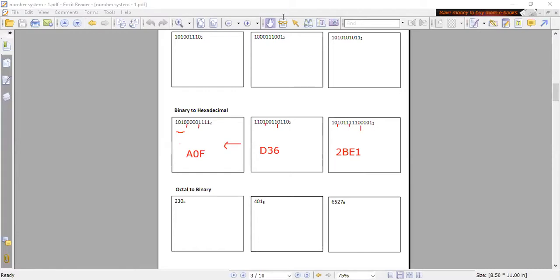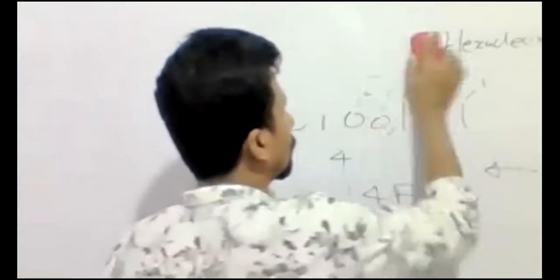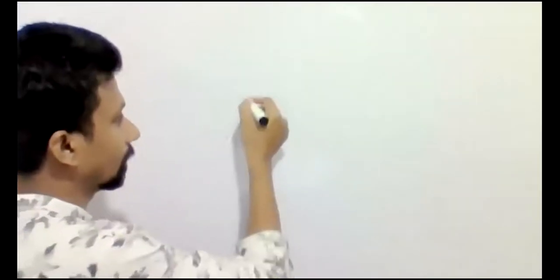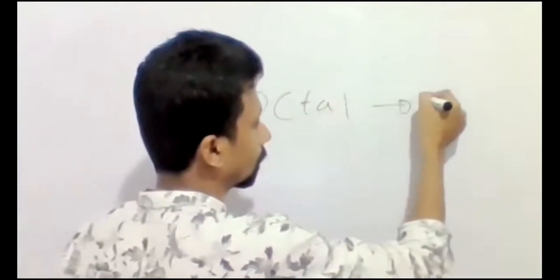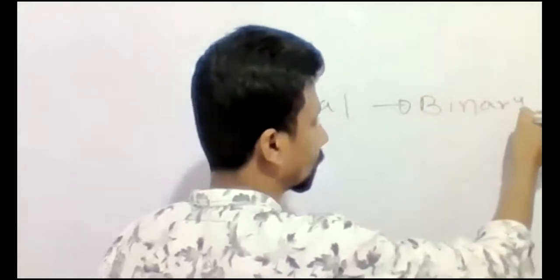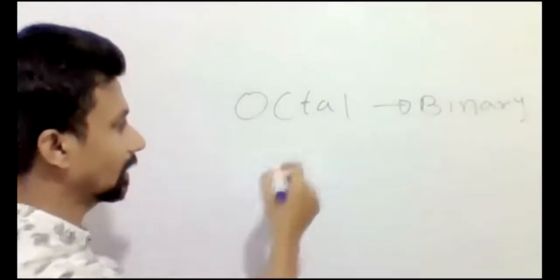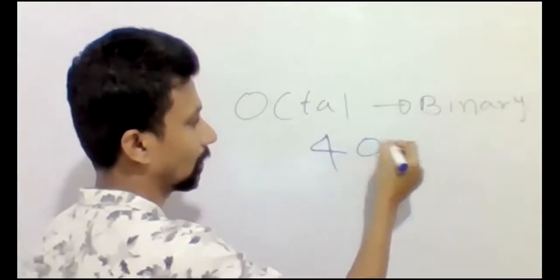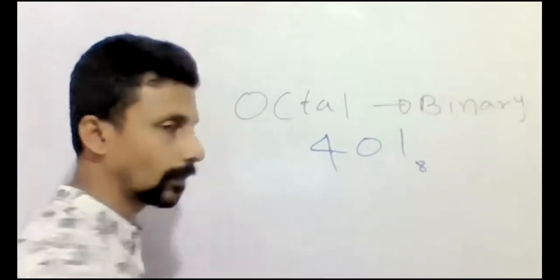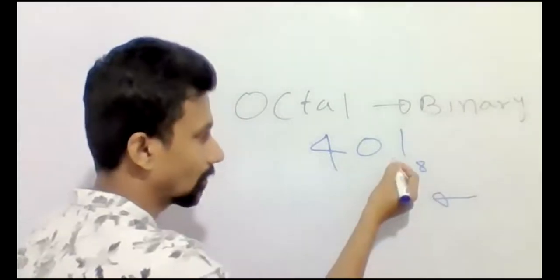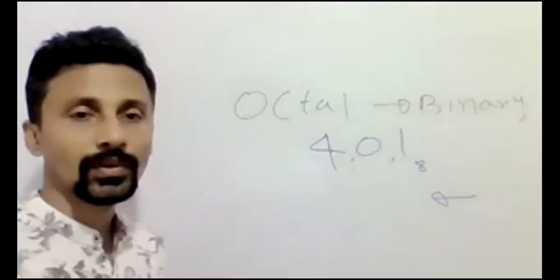Octal to binary. Write down the topic. Octal to binary. So if you get a value in octal, I'm taking 4, 0, 1. Right? We'll see how to do this. From the right hand side, you separate each portion. You have 1, 0, and 4, you have to separate.